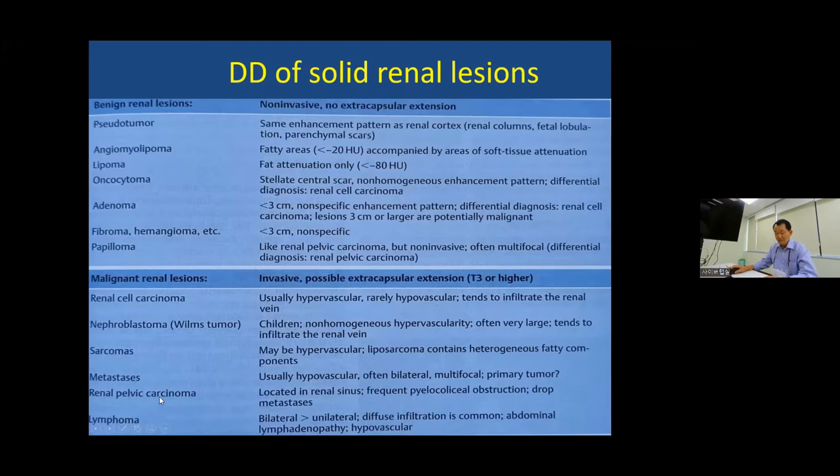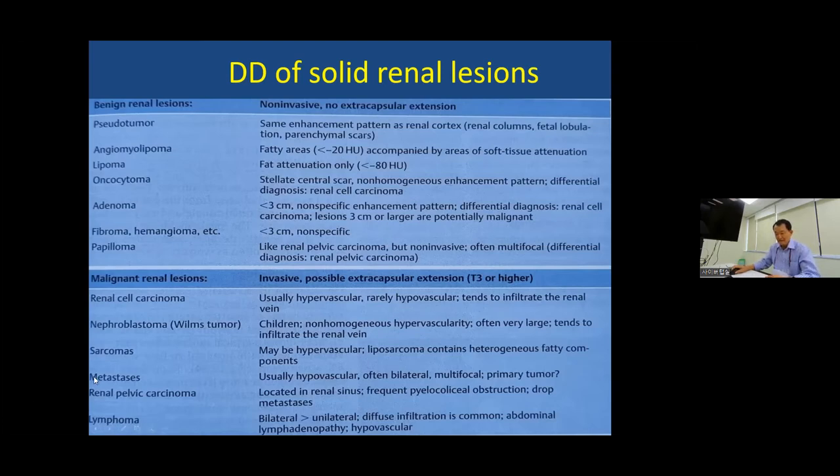Transitional cell carcinoma. See, the renal cell rarely makes a hydronephrosis, okay? But in this transitional cell, or nowadays we call urothelial cancer, it involves the renal pelvis or collecting system and makes a hydronephrosis. That's a big difference. Any bulky tumor in any place, you have to think about lymphoma. Anything bilateral, bulky mass, that's a lymphoma.